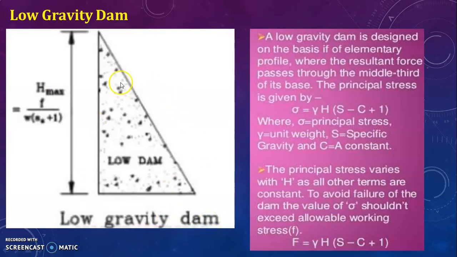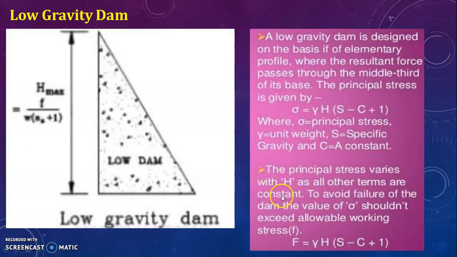This is a picture of a low gravity dam. A low gravity dam is designed on the basis of elementary profile, where the resultant force passes through the middle third of its base. The principal stress is given by this equation. Sigma is equal to gamma into H into (S minus C plus 1), where sigma is principal stress, gamma is unit weight, S is specific gravity and C is a constant.